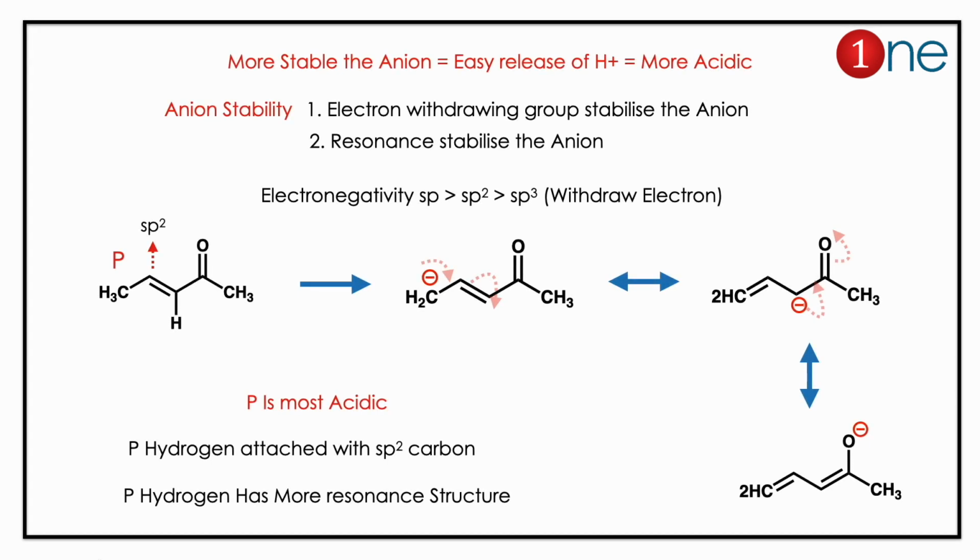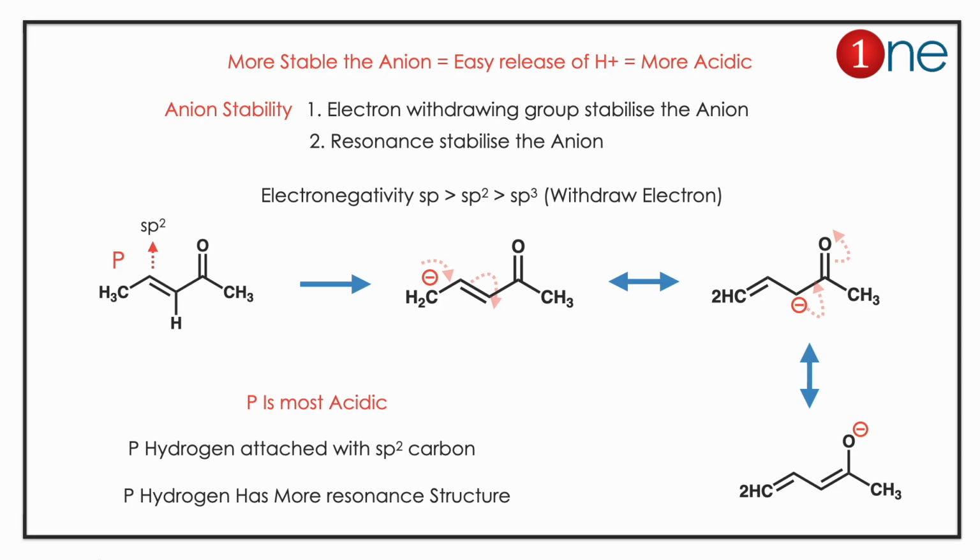Here, acidity is dictated by the easy leaving of H+, hence the more stable the anion. Easy release of H+ means it will be more acidic. The anion can be stabilized in two ways: electron withdrawing groups stabilize the anion, and resonance stabilizes the anion.